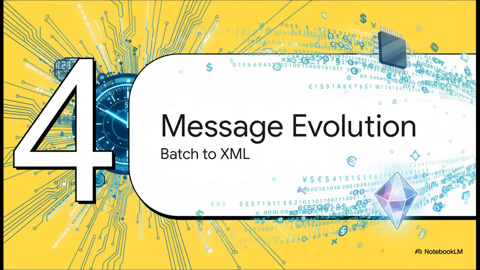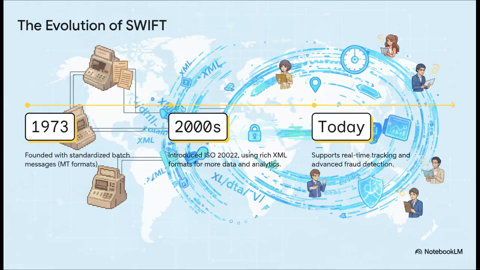Of course, the technology powering these messages hasn't exactly been standing still since the 70s. It's actually evolved pretty dramatically. Yeah, so back in 1973, Swift started out with something called MT formats. That just stands for message type. You can think of them as really structured text messages. Now, that was a huge leap forward from the old telex systems, which were basically just global teleprinters.